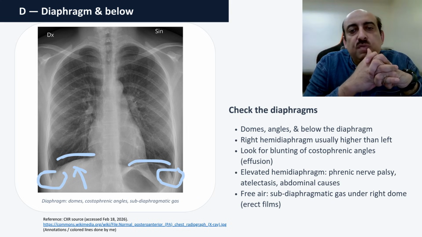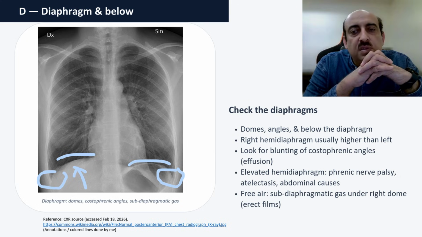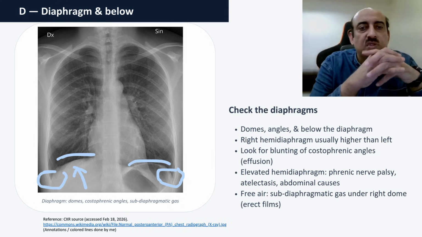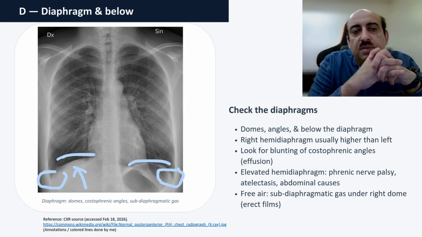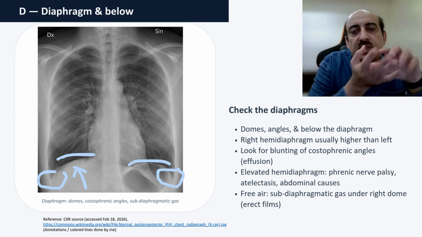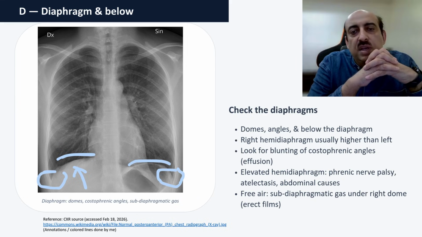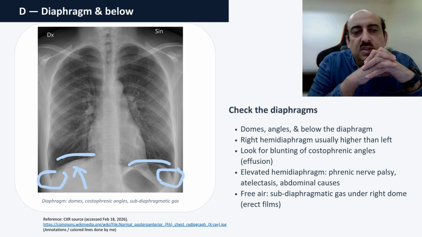Also look for blunting of the CP angles, the costophrenic angles, which may indicate a subtle or mild pleural effusion. Elevated hemidiaphragm: if the right is too much elevated than the left, then it could be phrenic nerve palsy, or think of something pushing it up. Subphrenic abscesses and liver pathologies can sometimes push it up. Also, if it's elevated, is it something pushing it up or something pulling it from above? Atelectasis and other respiratory causes can also be reasons for the volume loss.